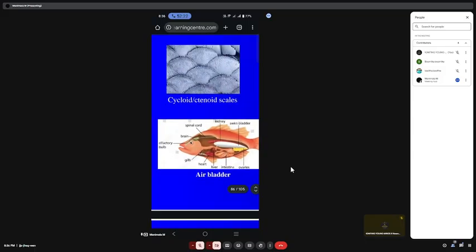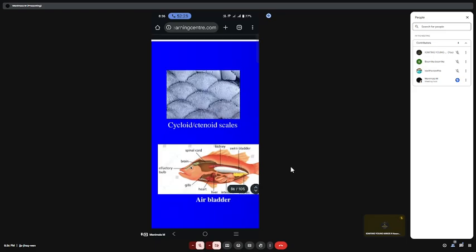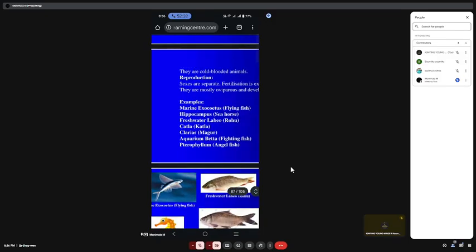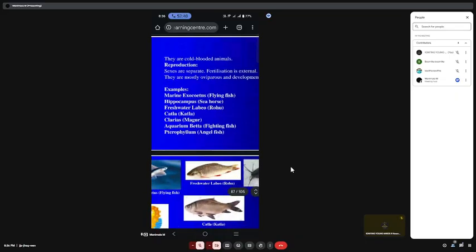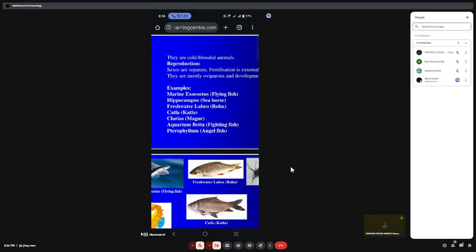In osteichthyes the swim bladder is present. The skin has cycloid or ctenoid scales. They are cold blooded animals, the sexes are separate, fertilization is external, they are mostly oviparous and development is direct. Examples, marine: Exocoetus, flying fish, Hippocampus, seahorse; freshwater: Labeo rohu, and Catla. And Clarias magur, aquarium Betta, fighting fish, and Pterophyllum, angelfish.